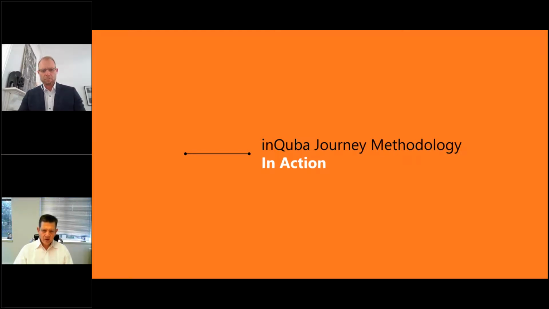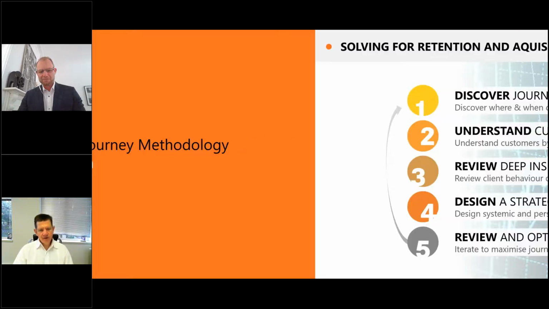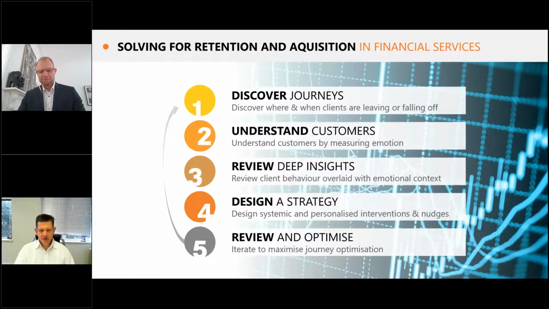So drilling down into a little bit more of the detail and how the inQuba journey methodology works, what I'd like to do is come back to this 5-step process and talk you through each one of these in a little bit more detail. So just to recap, we have the first step, which is discovering journeys. So looking at where customers are leaving the organization or falling off. We spoke earlier about the ideal customer path versus the actual customer path.